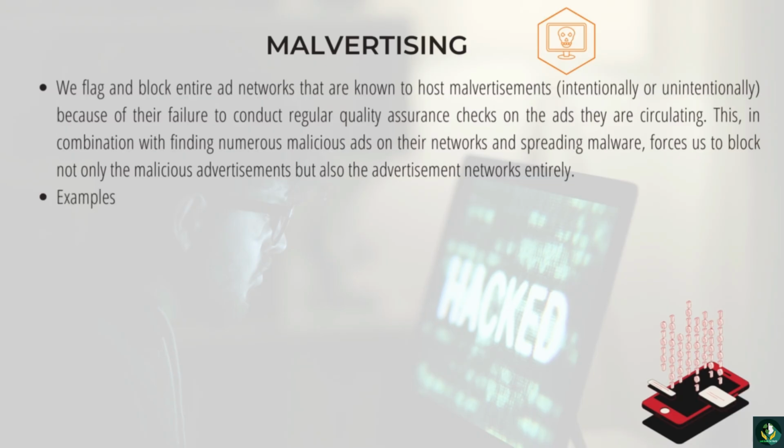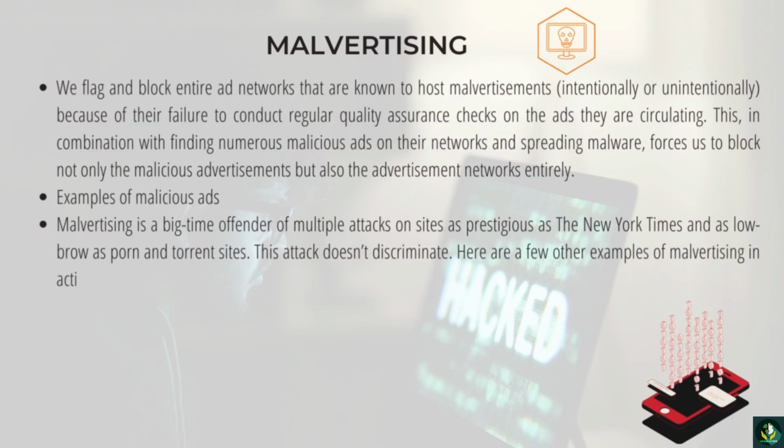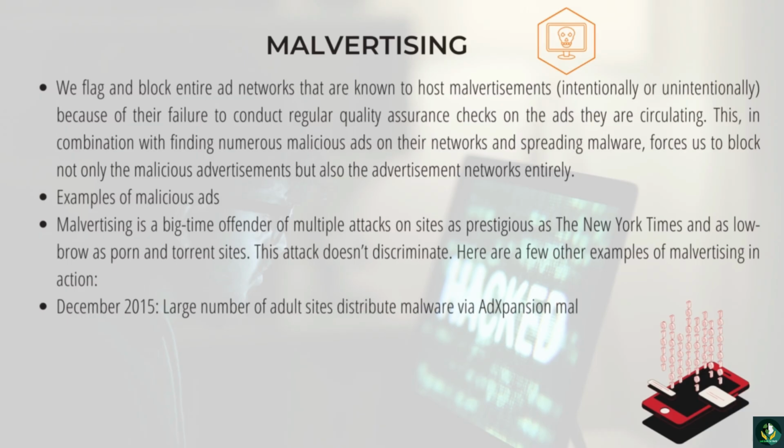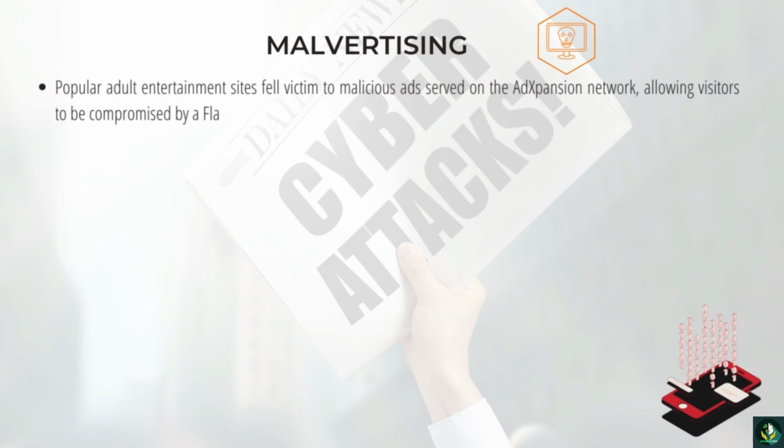Examples of malicious ads. Malvertising is a big-time offender of multiple attacks on sites as prestigious as the New York Times and as lowbrow as porn and torrent sites. This attack doesn't discriminate. Here are a few other examples of malvertising in action. December 2015. Large number of adult sites distribute malware via ad expansion malvertising. Popular adult entertainment sites fell victim to malicious ads served on the ad expansion network, allowing visitors to be compromised by a Flash Player exploit and other Trojanized payloads.